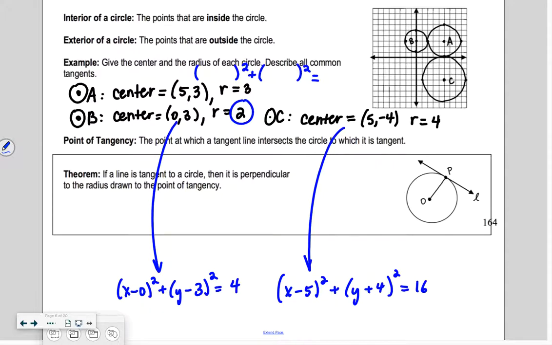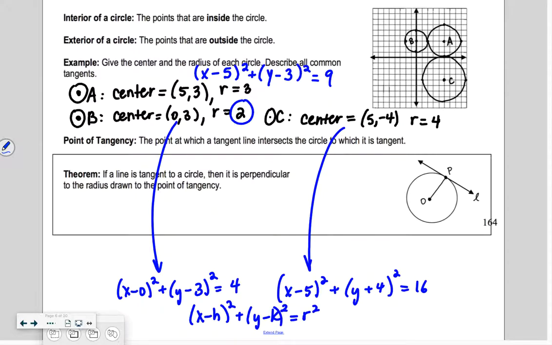So what would this other one be? Circle A. What do you think? (x − 5)² + (y − 3)² = 9. Yeah, do you guys see it? It's always in the form (x − h)² + (y − k)² = r², where the center is (h, k).